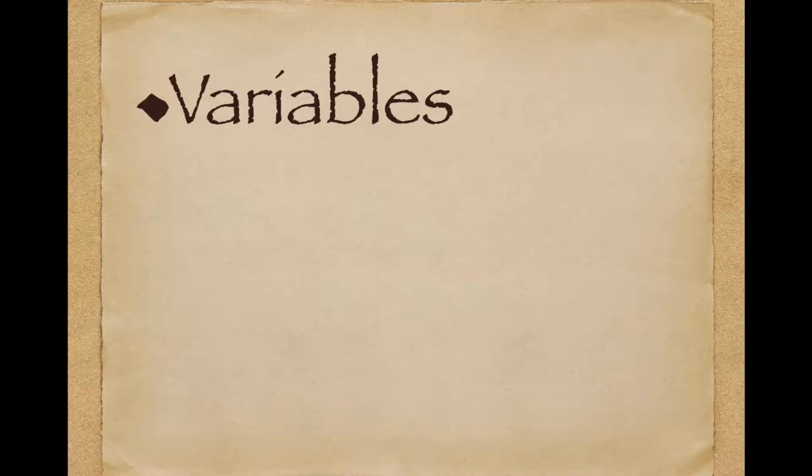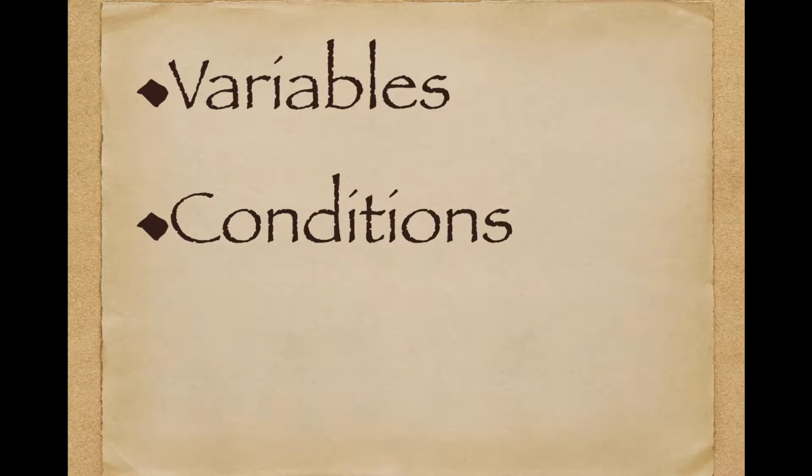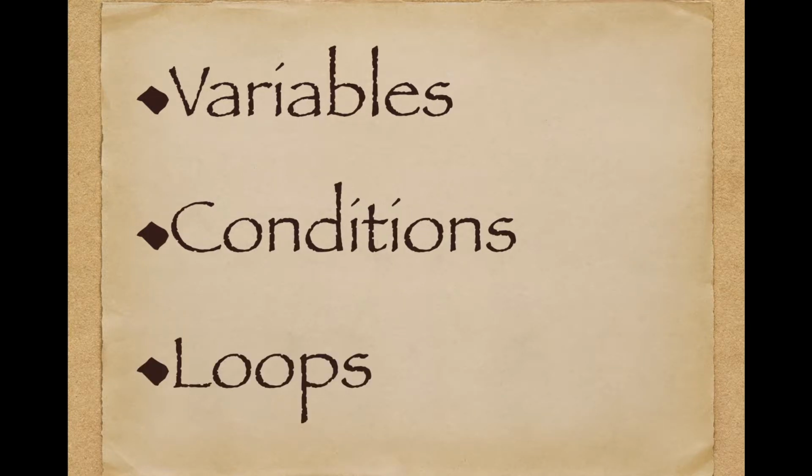Today we are going to be learning about variables. Daddy, what is that? Well, there are three things you have to learn in order to learn how to program. Number one is variables, next conditions, and finally loops. If you learn these three things, you are pretty much able to write any program.